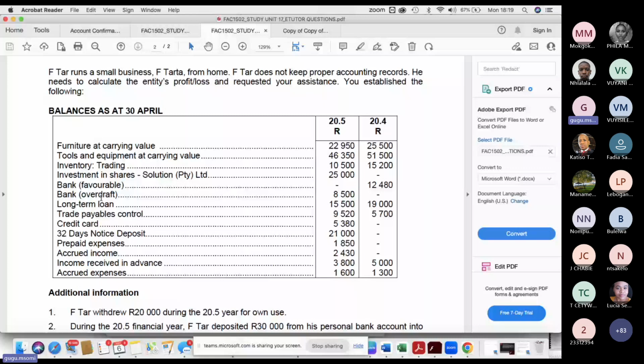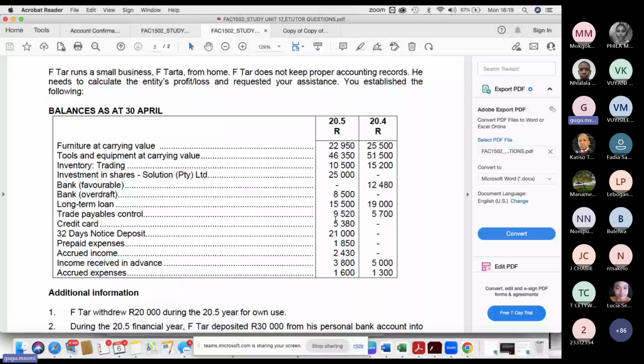Then he's got a long-term loan. That would also be a liability because he needs to pay this back to whoever he loaned it from. Trade payables control. This would also be a liability because he obviously owes some creditors somewhere. And then he's got a credit card, which would be a liability because it's credit. The bank gives you credit, so you're using the bank's money instead of your own. So it's not an asset. You're going to have to pay back the credit card eventually.